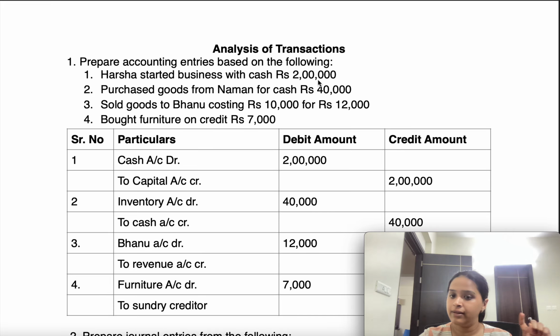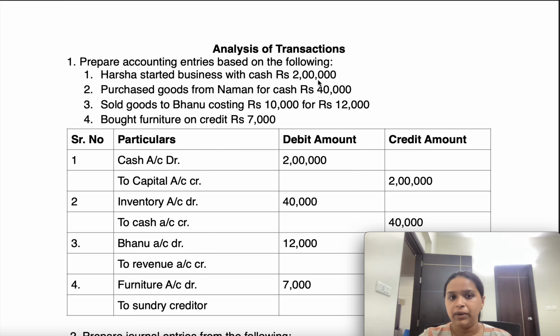And Harsha's capital, because Harsha is introducing her capital into the business. First of all, Harsha's capital is a personal account, right? And for the personal account we have the rule: debit the receiver, credit the giver, right? So from the business point of view, who is the giver? From where is the business receiving the cash? From Harsha. So Harsha is the giver, so it should be credited. So, to Harsha's capital account, credit by 2 lakhs, right?